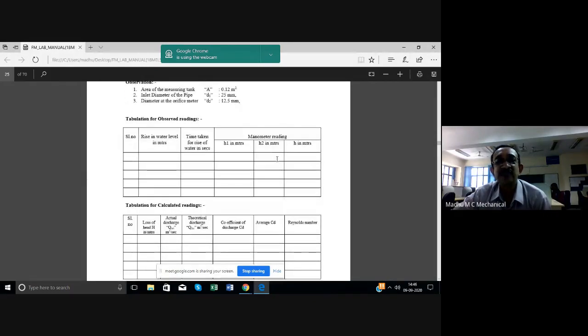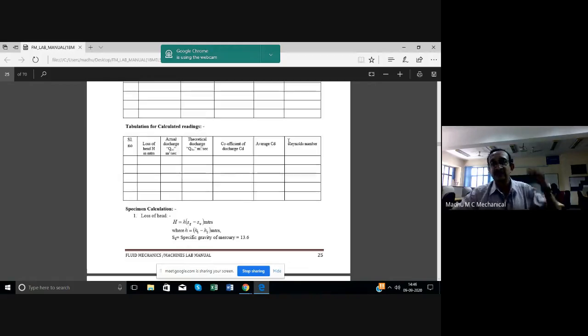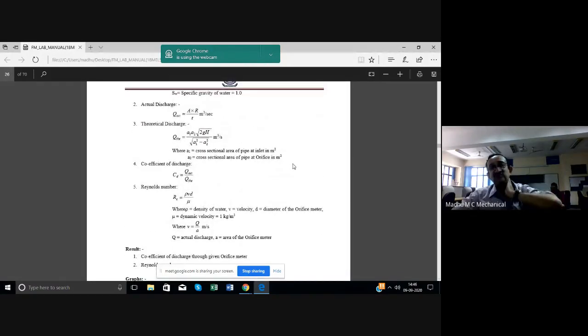A1 is pi by 4 into D1 square. A2 is pi by 4 into D2 square. Whatever value you get, take that value of A1 and A2. Once you know A1 and A2, you calculate head loss. Head loss is 0.667 meters, this capital H. So Q theoretical is equal to, substitute A1, A2, and H, with G as 9.81. Substitute everything and find the theoretical discharge.